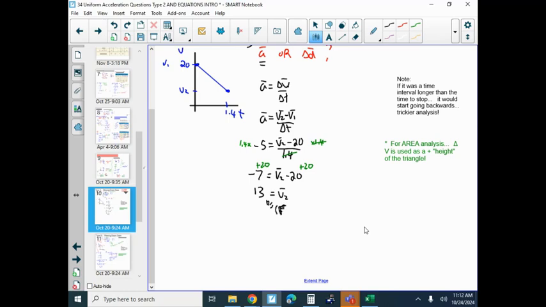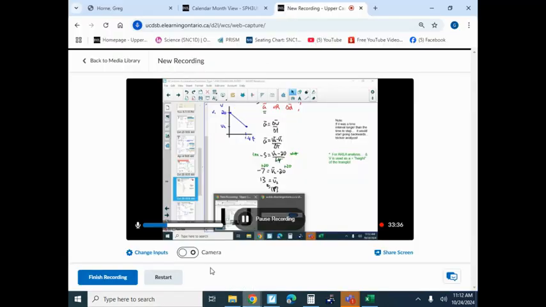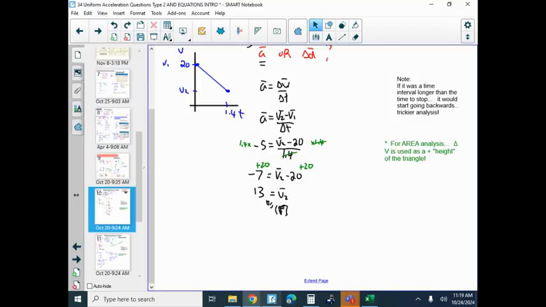We just pause quick here, one sec. All right, so the initial velocity of 20 slowed down to 13. Life's making sense.